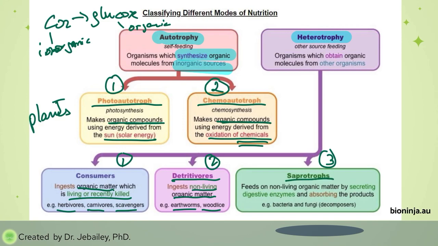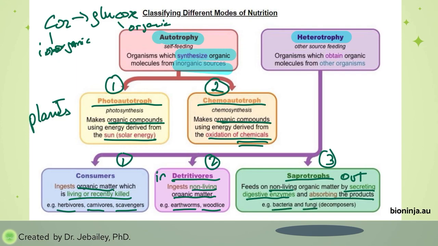And when it comes to saprotrophs, they also feed on non-living organisms, but this time they're secreting the enzymes outside of their body and then absorbing the product. So that means the digestion is happening on the outside, while in detritivores it's happening on the inside. In this case, the saprotrophs can be bacteria and fungi. So you do have to know examples.